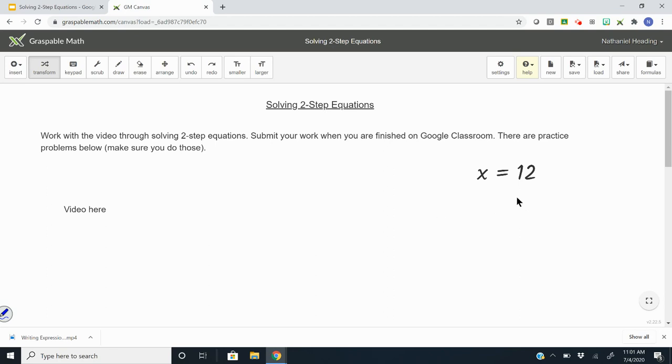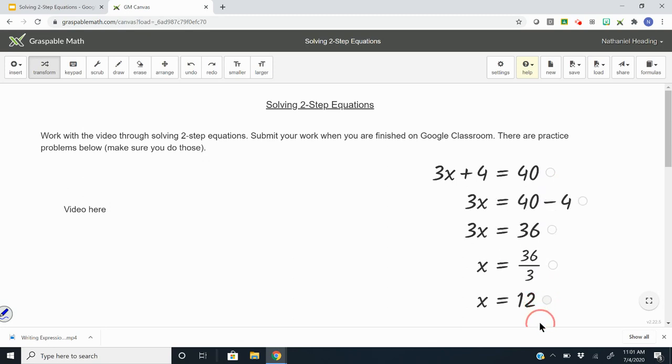Now here's something that I want you to do. You see when I hover over here, there are these little dots. What you're going to do is you're going to click and drag down. And when you click and drag down, you see you have all of the steps of your work. So when I ask you to do a problem and show your work, this is what I'm looking for. I want you to click and drag so that way you can see all of the steps that you did.